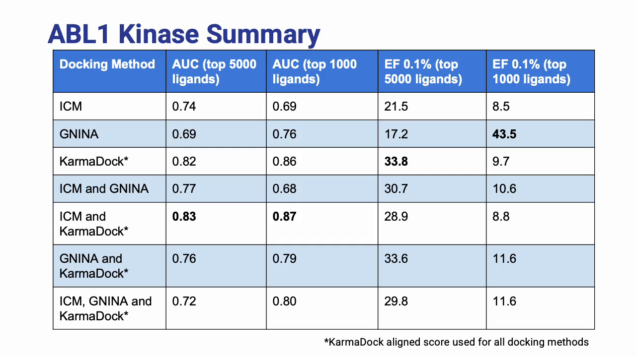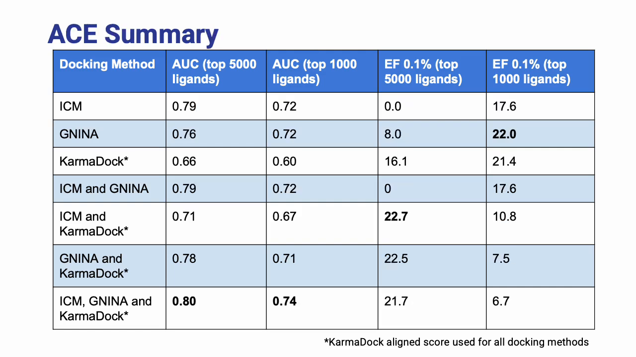This table summarizes the AUC values and EF values at the top 0.1% for each docking method tested on ABL1 kinase. Among the methods, the ICM-Karma-Dock combination showed the highest AUC value, indicating the strongest performance in discrimination between actives and decoys. Karma-Dock and Nina alone produced the highest EF value, suggesting better ranking of true actives compared to the other methods, although enrichment remained low overall.